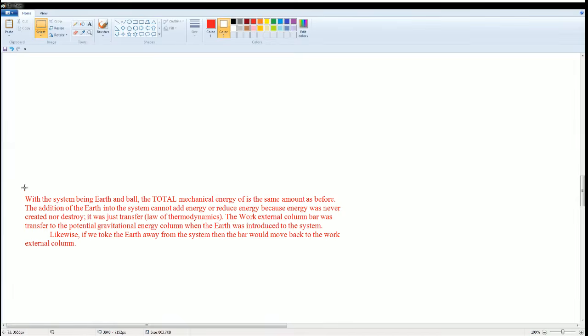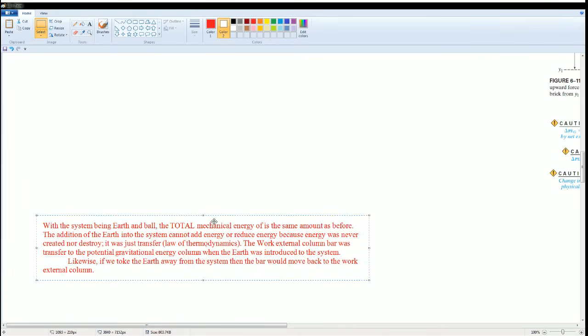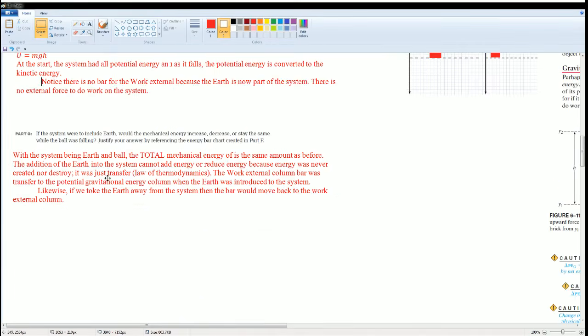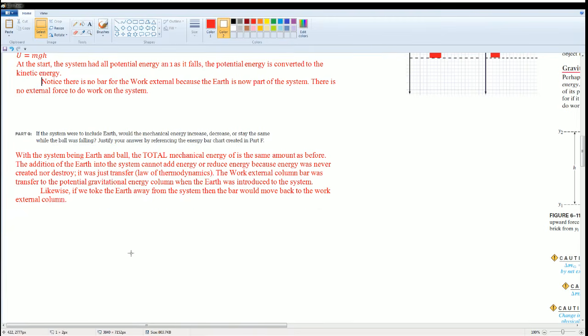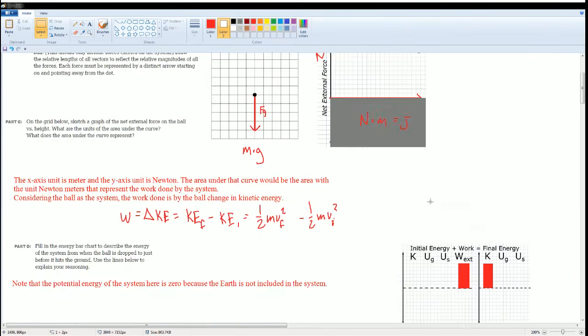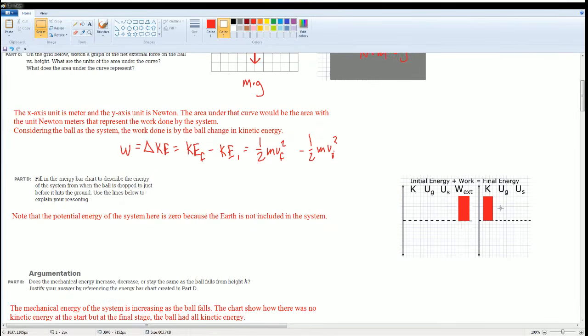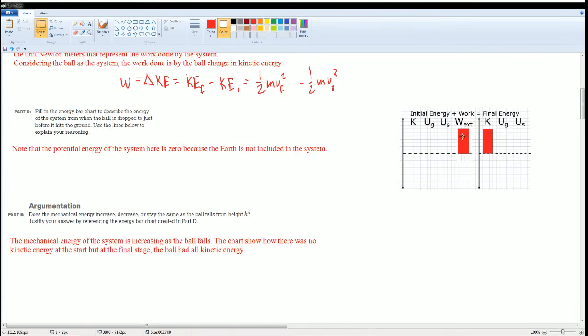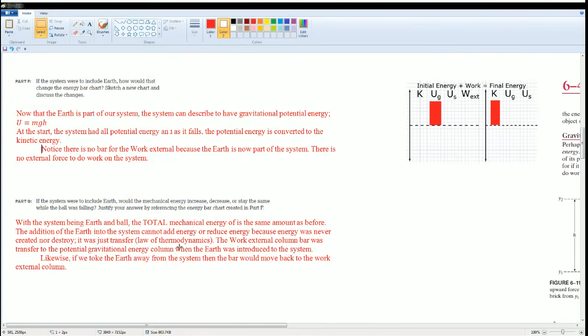And the last part, I have the answer down here for us. It asks, if the system were to include Earth, would the mechanical energy increase, decrease, or stay the same? Notice that the bar initial is the same thing as the bar final here. Same thing here. The initial bar here is equal to the final bar here. This is when it was just a ball. This is ball and Earth. Notice that the area under the curve initial is the same thing as the area under the curve final. Same thing here and same thing here.